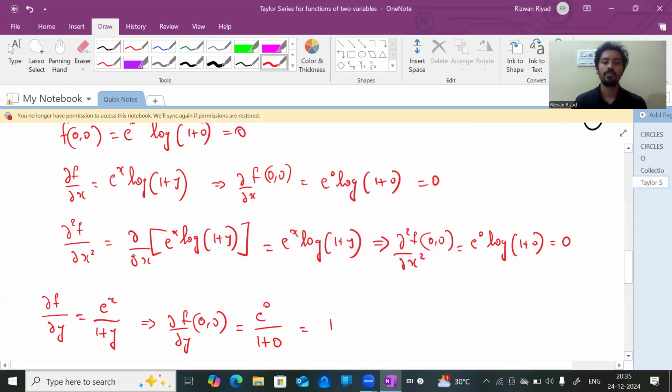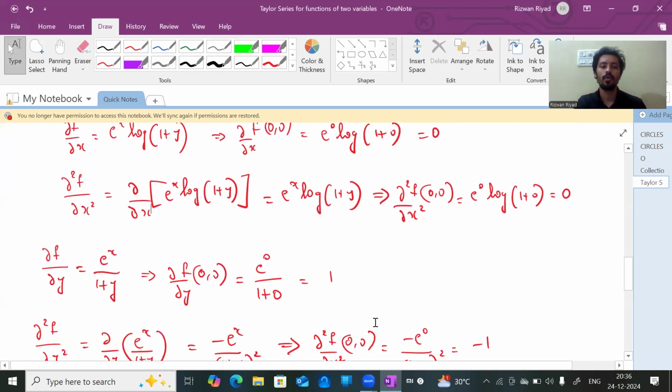∂/∂x. That means we are differentiating with respect to x again. Once we differentiated, we got the same function, e^x log(1+y). So differentiate it again. What will happen? You will again get the same. So log(1+y) is constant. You can keep it separated. e^x derivative is e^x only. Now you can find this ∂²f/∂x² value at 0,0. So put x 0 and y 0. So e^x becomes e^0. log(1+y) becomes log(1+0). Log 1 is 0, 0 only. So ∂²f/∂x² is also 0.